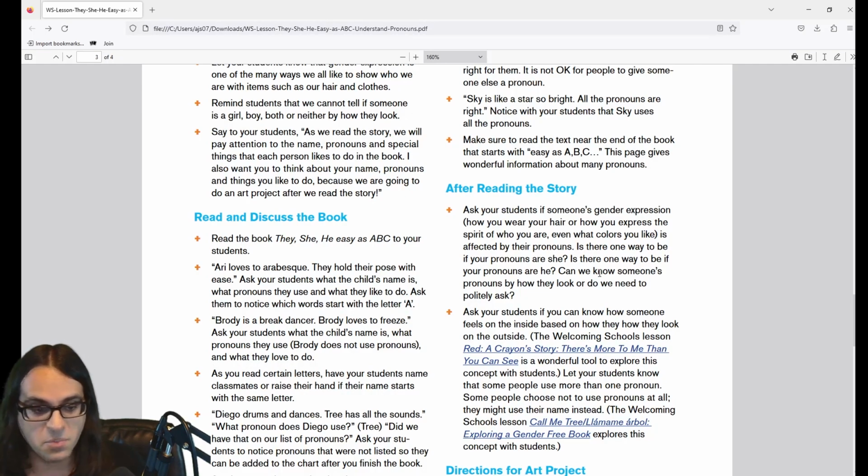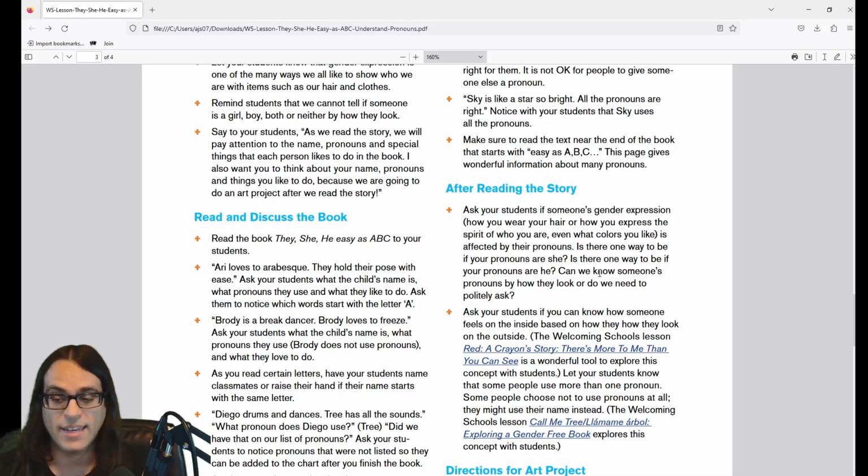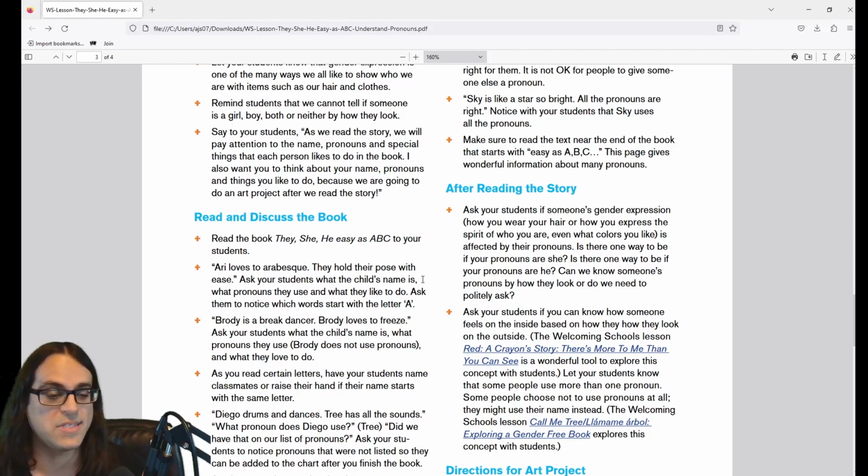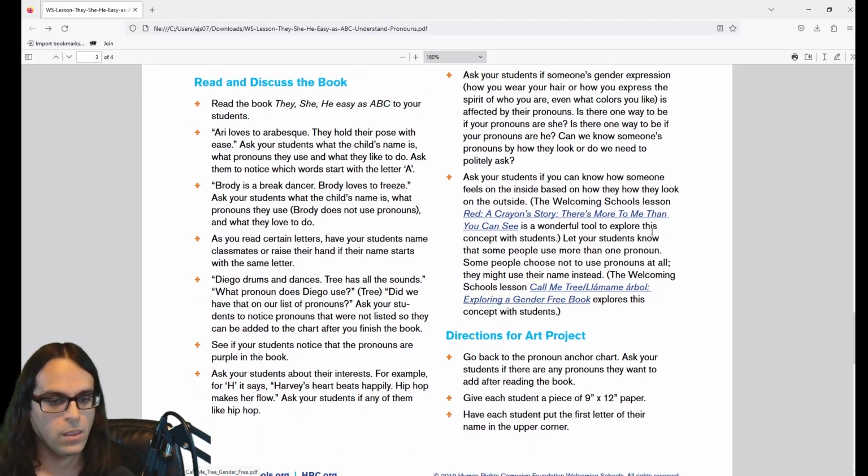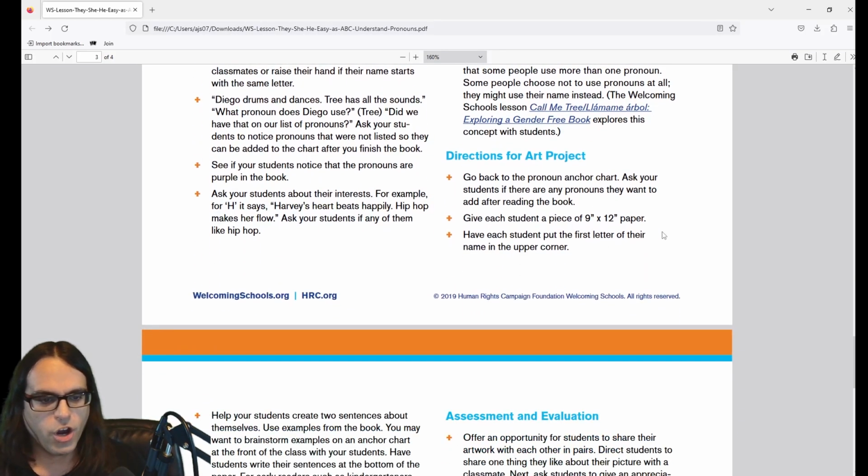Is there one way to be if your pronouns are she? Is there one way to be if your pronouns are he? Can we know someone's pronouns by how they look, or do we need to politely ask? Oh man, you should be throwing red flags at the screen right now, because damn. Okay, so then another thing I don't want to get into, the art project.